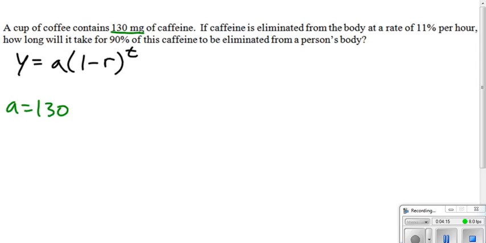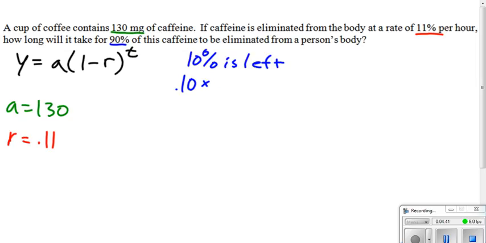We know that the rate of it disappearing is 11% per hour. R equals 0.11. Remember, we always express our percents as decimals, 0.11. And if we want 90% of it to be eliminated, that's the same as saying 10% is left, and 10% is 0.10 or 0.1, and we take 0.10 of our initial amount, which was 130 milligrams, which means that we have 13 milligrams left. So our y value of how much is left is 13.